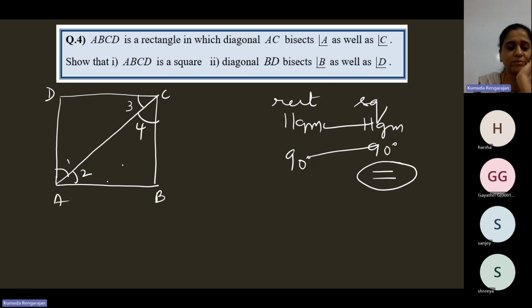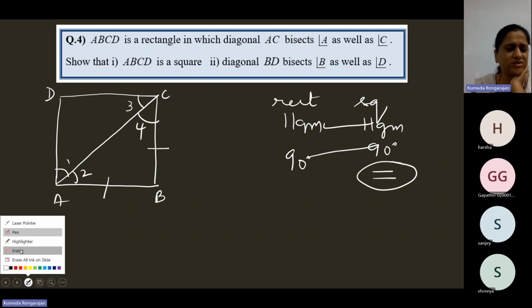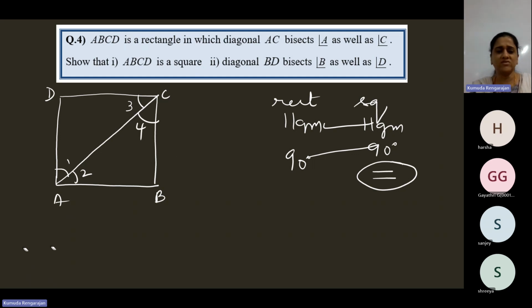Supposing you want to prove that these two sides are equal. Same procedure like we did for the last one. Angle A is equal to angle C. Why? It's a rectangle, every angle is 90 degrees. Also, opposite angles are equal, because the rectangle is a parallelogram.